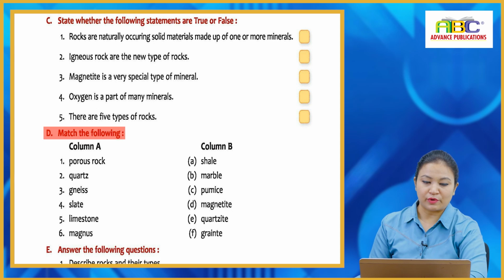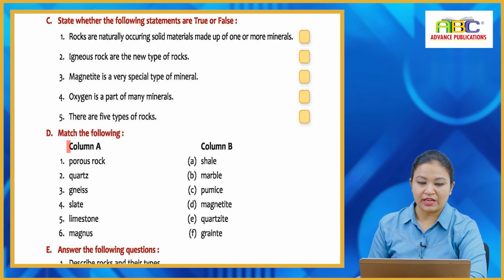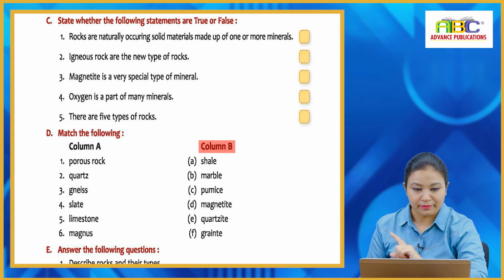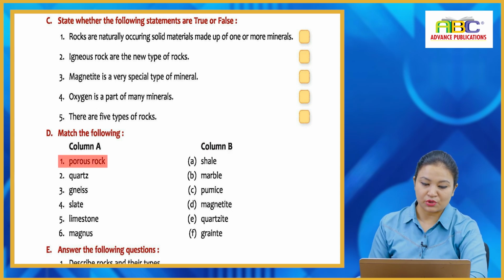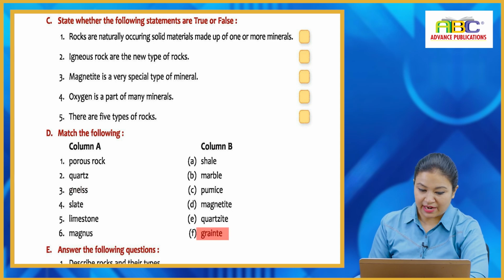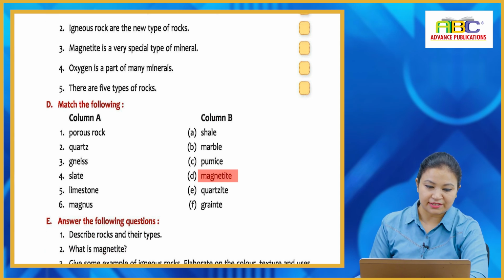Now D, match the following. Here you can see 2 columns are given here, column A and column B. You have to match the options from column A to column B. First one is porous rock. It is pumice. Quartz, it is made from quartzite. Third, gneiss, it is made from granite. Fourth, slate, it is made from shale. Fifth, limestone, it is made from marble. And sixth is manganese, it is made from magnetite.